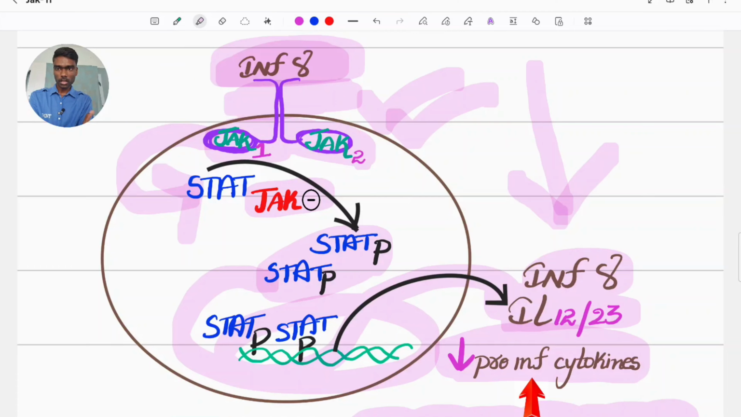So JAK inhibitors are also called JAK-STAT pathway inhibitors, ultimately leading to anti-inflammatory effect by blocking phosphorylation of STAT and STAT activation at the level of JAK. That's why these are called JAK inhibitors.